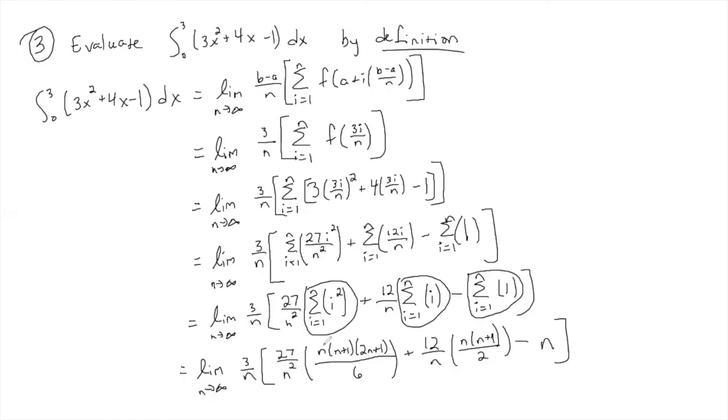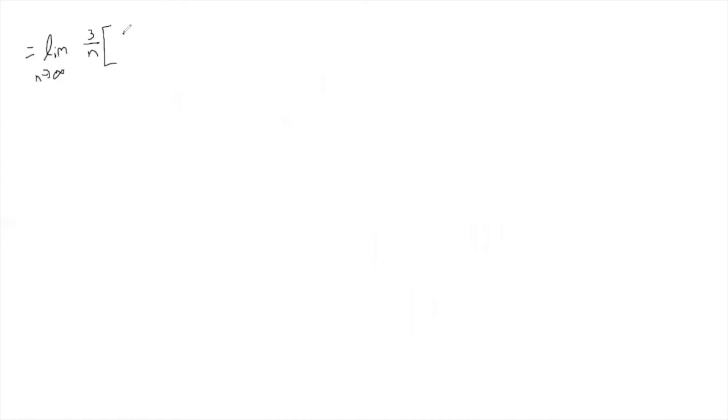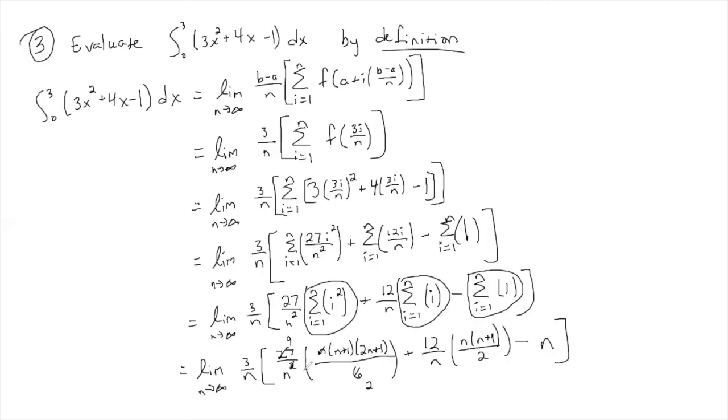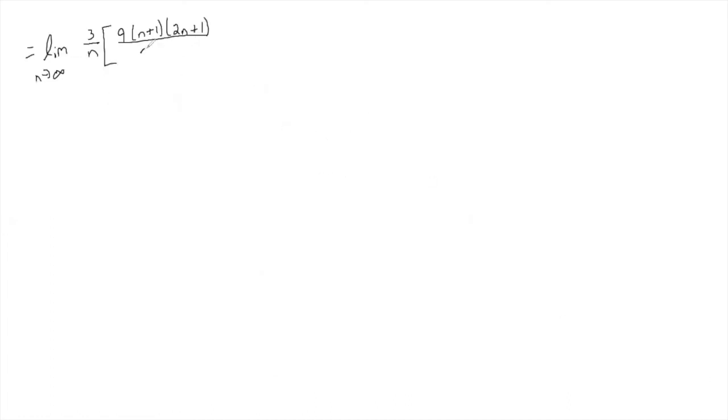Well, I definitely have one of these n's going to cancel here, right? So I'm just left with an n on the bottom. 27 over 6 is going to reduce as well, right? I can divide both of them by 3. So that is going to change into a 2. That is going to change into a 9. All right, so I have 9, n plus 1, 2n plus 1, over 2 times n, right? Because I still have this n floating around. Okay, that takes care of one of them.